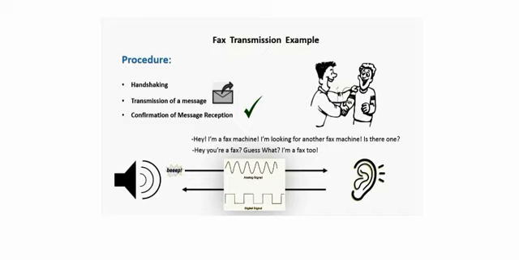Step 2. Transmission of messages. After the handshake has occurred, the sending fax will send the message to the receiving fax. As both machines know that they speak the same language, they are able to send the messages through in a format that they know the other machine knows. The final step is the confirmation of the message being received. The receiving fax machine will send a confirmation notice, which means that the sending fax machine can now print out.